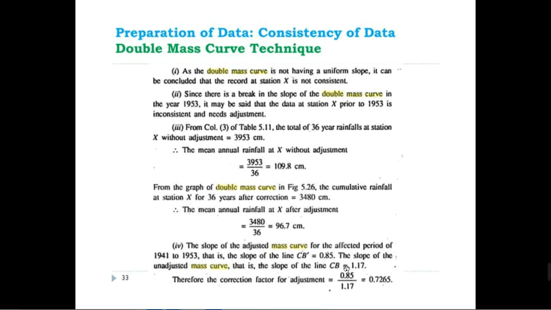Therefore, the correction factor for adjustment is 0.85 divided by 1.17.